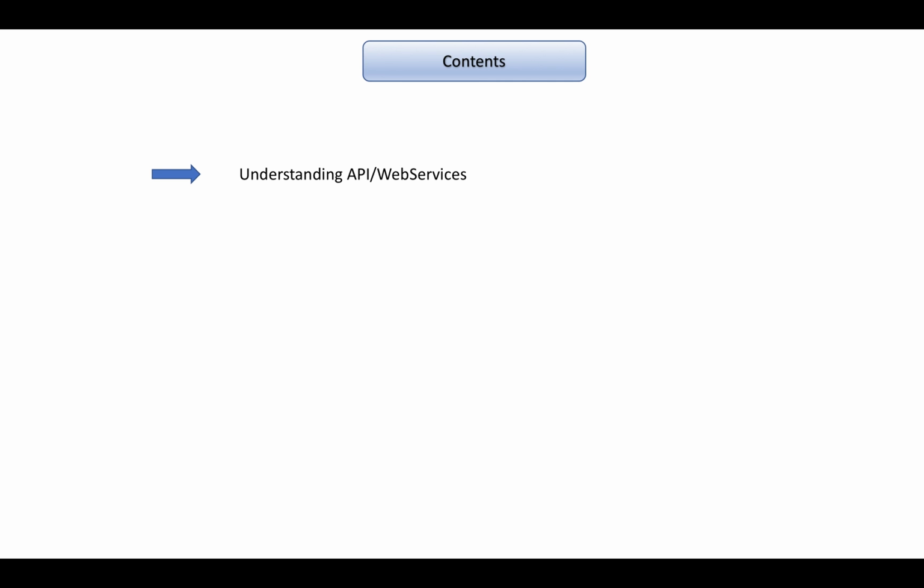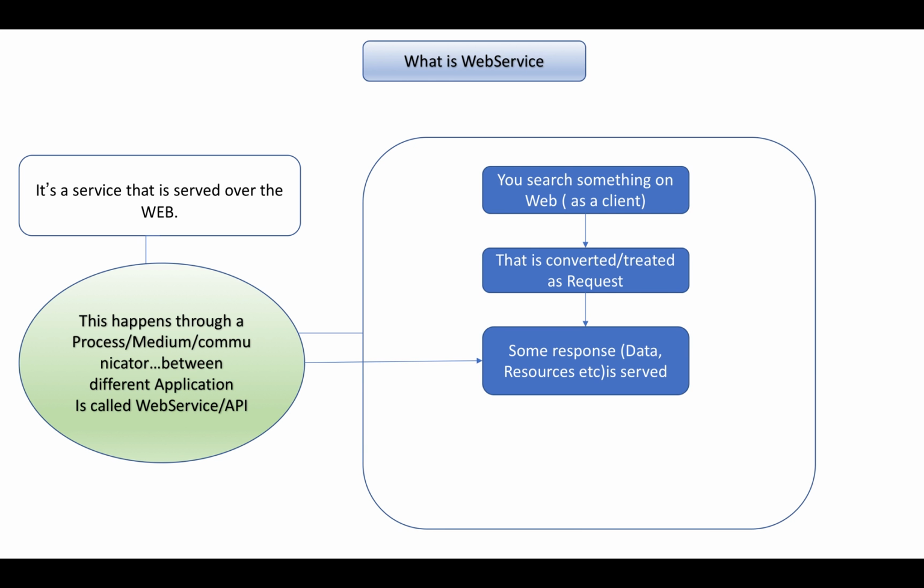Today's topic is: what is an API? We try to understand what an API or a web service actually is. So, what is a web service? A web service is basically a service that is served over the web, or the internet. So let's say you go to google.com and you are searching for something.